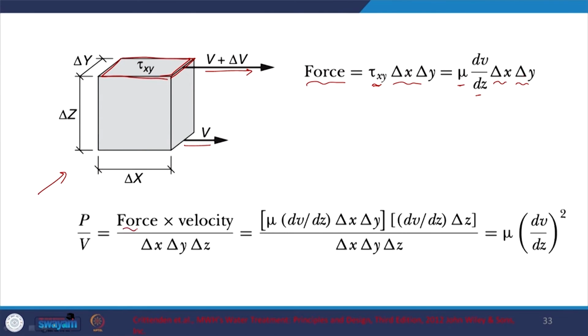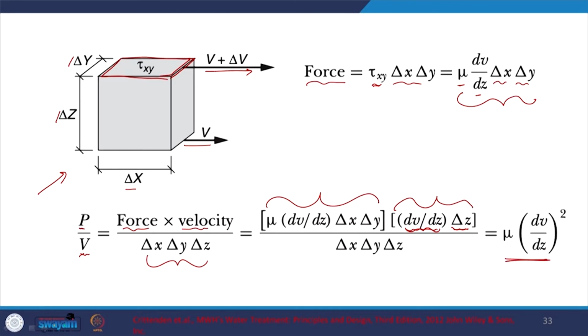And power, we know it's force into velocity, power per volume. So I want to calculate power per volume. Force into velocity, volume is delta x, delta y and delta z, that's what we have. Force, we just calculated that from here. And what is the velocity at any particular height? We know that the velocity gradient is dv by dz, and at a particular height delta z, it will depend upon the rate at which the velocity is changing with z. So velocity is equal to dv by dz into delta z. If I simplify this, this is what I will get.